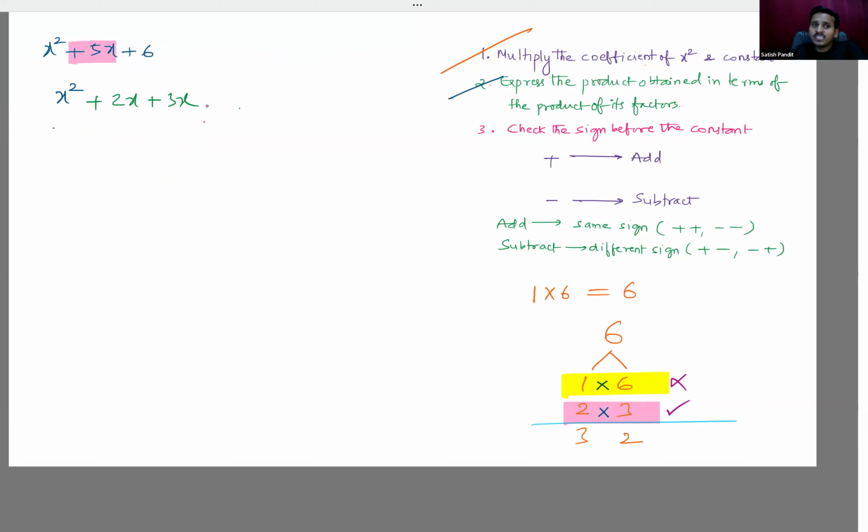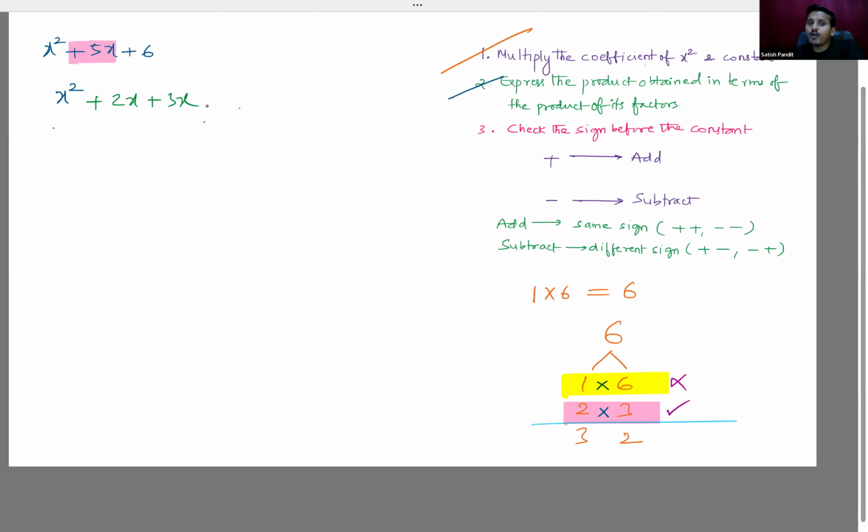This is called splitting the middle term. Why is this called the middle term? If you go in order, first term, second, and third, 3 terms are there, and this is exactly the middle, right? That is why we call this the middle term. And also remember, in a quadratic polynomial, the term containing x is called the middle term.